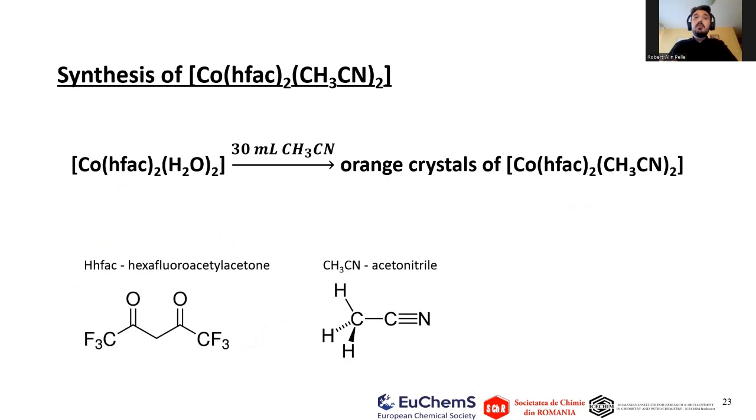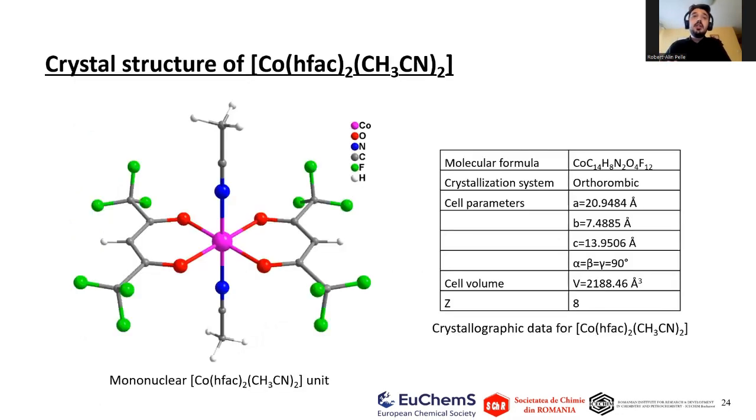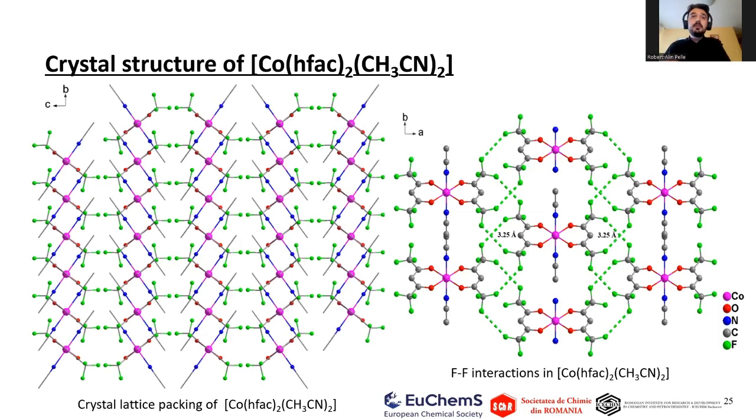The next compounds were mononuclear. We had a mononuclear cobalt H5 with acetonitrile molecules, starting from a H5 salt redissolved actually in acetonitrile. And this is the crystal structure. We have a mononuclear structure of cobalt with two H5 molecules in the trans positions, and the other two positions occupied by acetonitrile molecules. Here is the crystal packing of this compound.